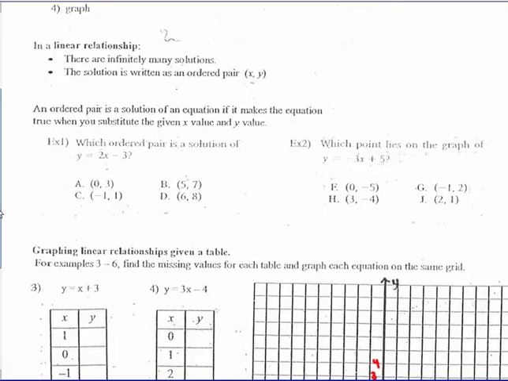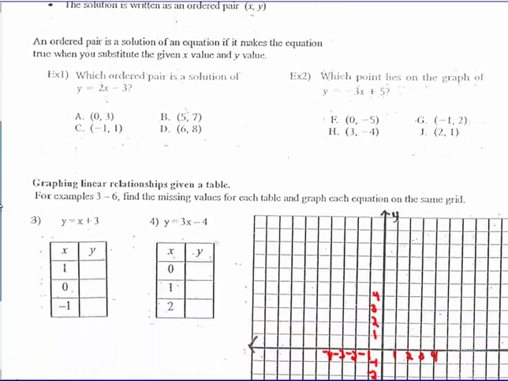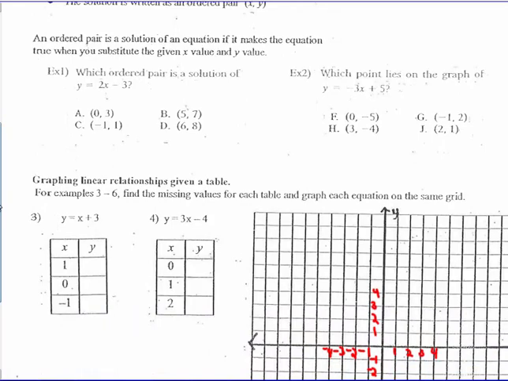In a linear relationship, there are infinitely many solutions. A line has infinitely many points on it. X and y vary in this relationship with that constant unit rate called slope. The solution is written as an ordered pair x, y. An ordered pair is a solution of an equation if it makes the equation true when you substitute in the given x value and the y value.